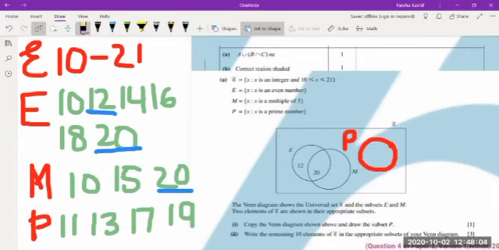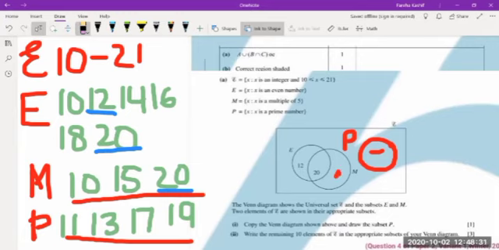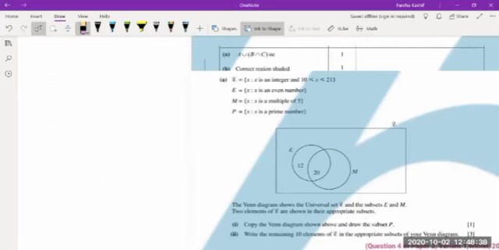And then write the remaining elements of the universal set in the appropriate subsets of your Venn diagram. So we're going to fill the whole diagram with the remaining elements. We're going to put everything in its place. We're going to put all the values of P inside P. We're going to put all the values of M inside M. But since 10 is also even, we're going to put it here. We're going to put all the values of E inside E. And that's how we do this.